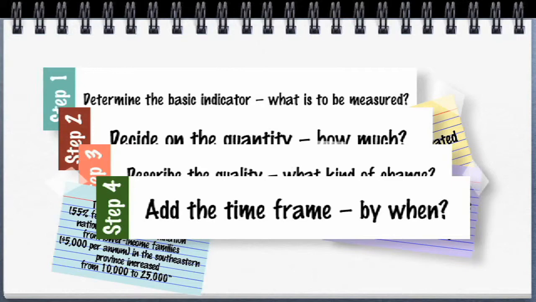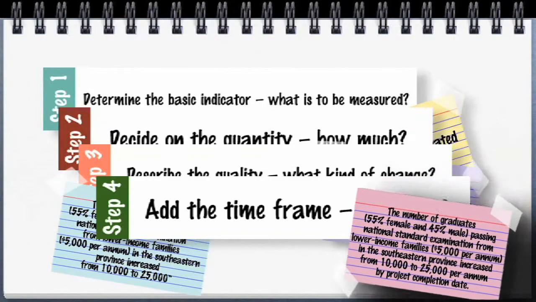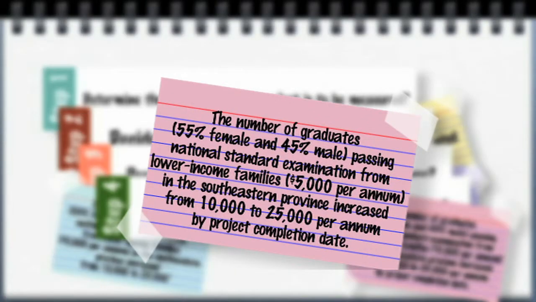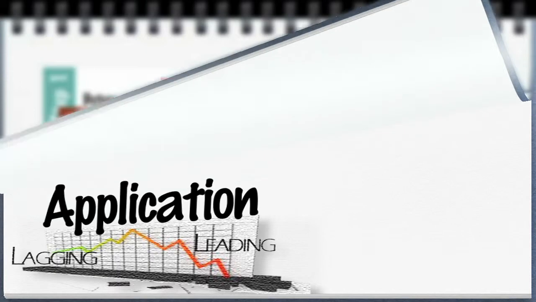Step 4. Add the time frame. By when? Check for baseline data, especially for outcome and impact level indicators. Ensure that baseline and target is gender disaggregated. For example, the number of graduates, 55% female and 45% male, passing national standard examination from lower income families, $5,000 per annum, in the southeastern province increased from 10,000 to 25,000 per annum by project completion date.